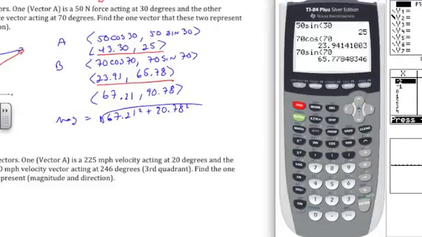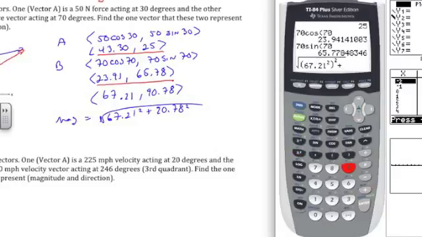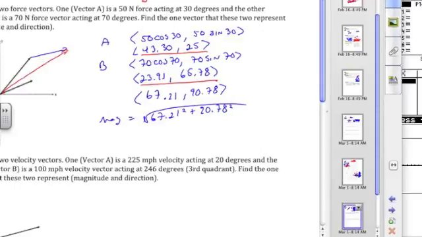So second square root, 67.21 squared plus 90, oh wait, it's squaring it twice, clear. 67.21 squared plus 90.78 squared. 112.95, so that's going to be the magnitude of this thing.